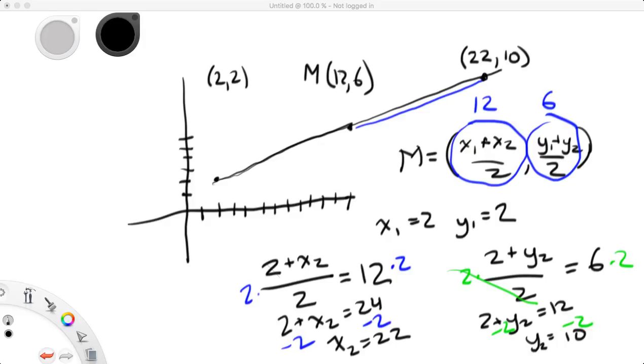Okay? And that makes sense, because 6 is halfway between 2 and 10, and 12 is halfway between 2 and 22. 22 minus 12 is 10, 12 minus 2 is 10. 10 minus 6 is 4, 6 minus 2 is 4. That's how you know that this midpoint is correct, or rather endpoint.